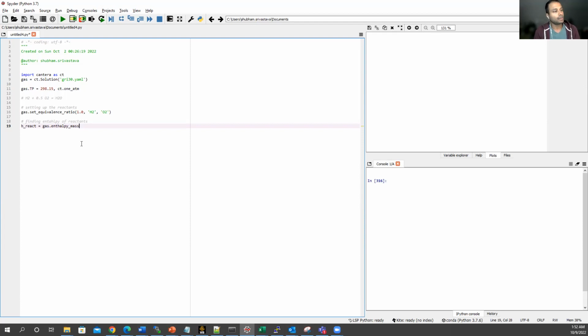Now, let's go ahead and find how much fuel we have in terms of mass in this mixture. In this mixture of hydrogen and oxygen, how much hydrogen do we have in terms of mass? For doing that, let's again write a comment.